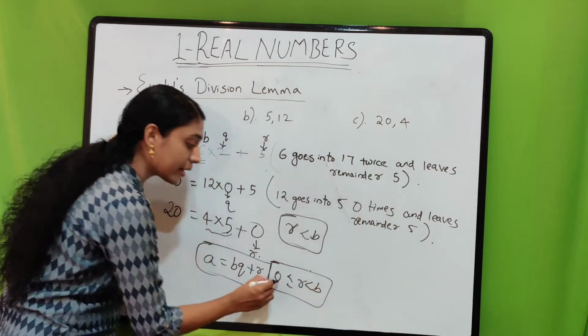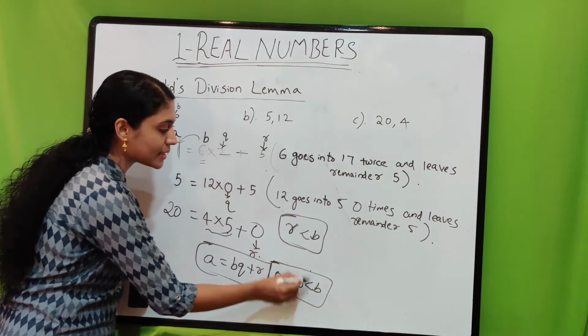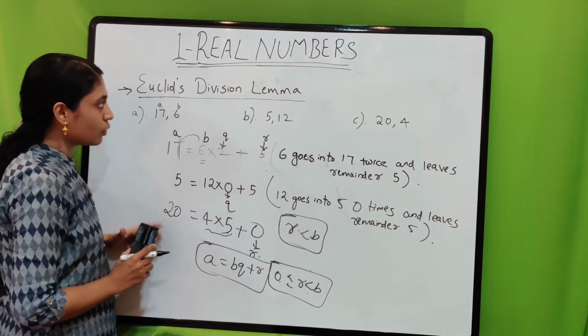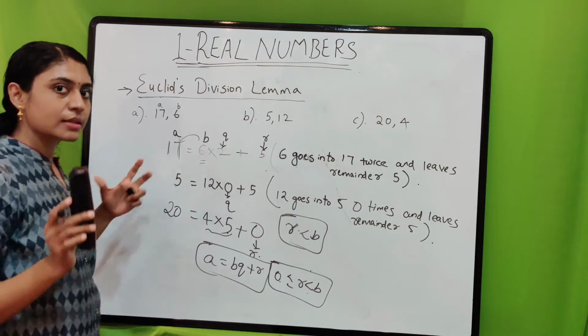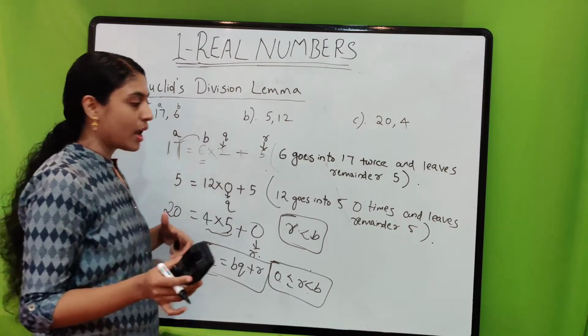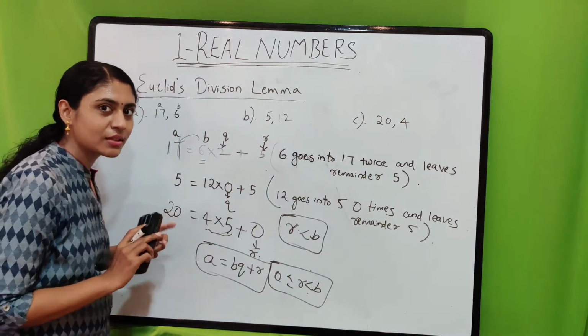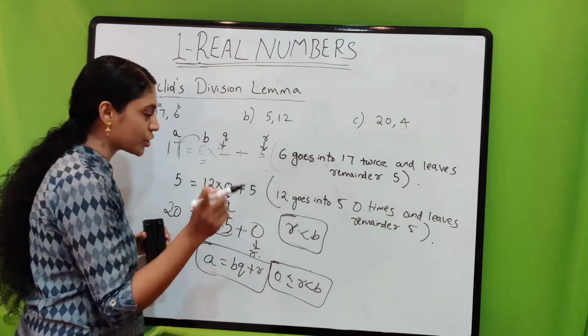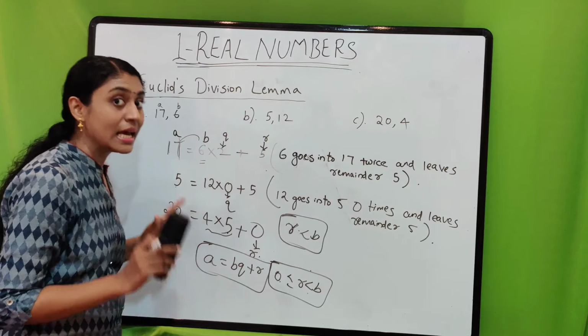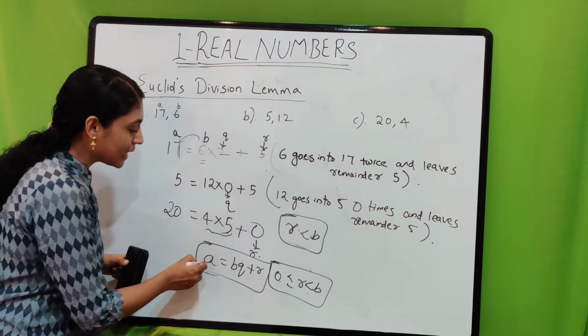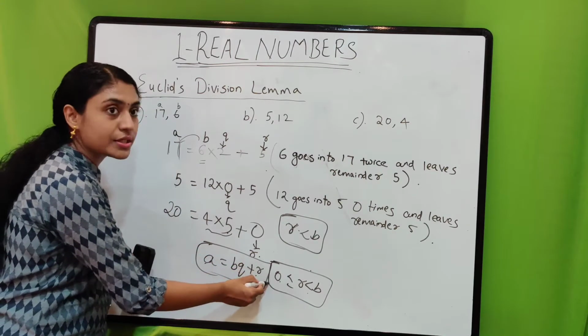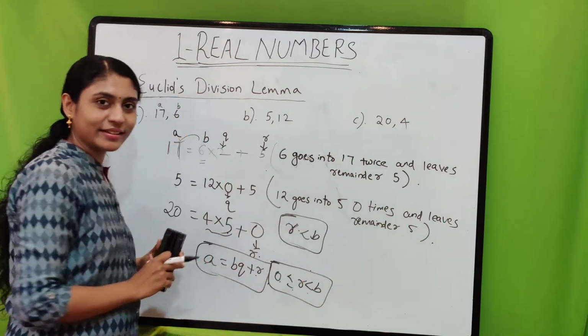Understood? R should be greater than or equal to 0, but it should be less than B. So what is Euclid's division lemma? There are some positive integers A and B, and for them we have found whole numbers Q and R, quotient and remainder, satisfying the relation A is equal to BQ plus R for 0 less than or equal to R less than B.